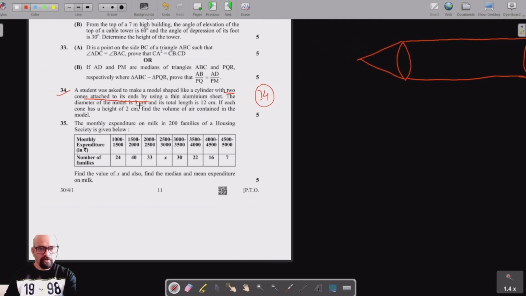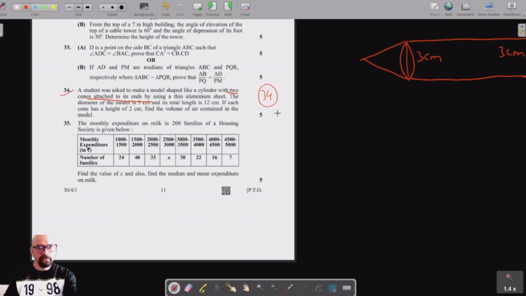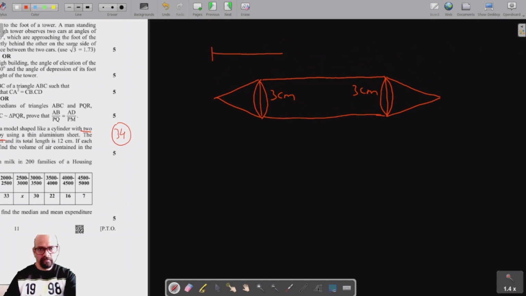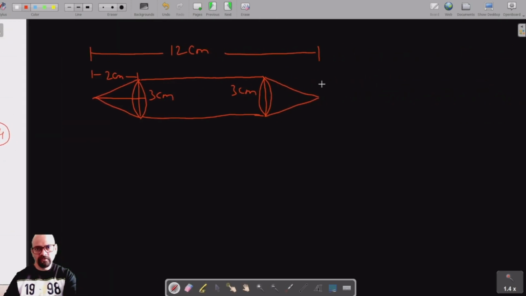And the diameter of the model is 3 centimeters. So this is the diameter of the model, which is 3 centimeter. The total length of the model is 12 centimeters. So this is the total length of the model. And each cone has a height of 2 centimeters. So this is the height of the cone, which is 2 centimeter.